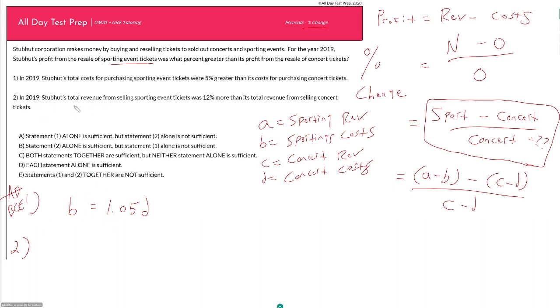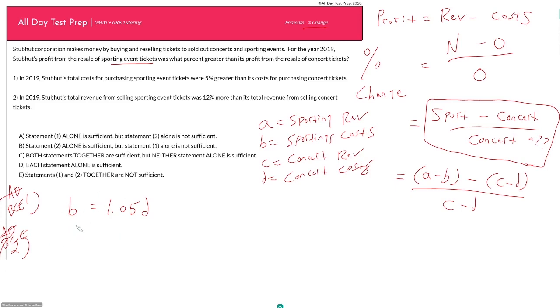Statement 2: in 2019, Subwat's total revenue from selling sporting event tickets was 12% more than its total revenue from selling concert tickets. So in this case, what is this telling me? Now it's comparing my revenue, but nothing about costs. So this would be a quick elimination of this statement by itself. It's clearly going to be insufficient.